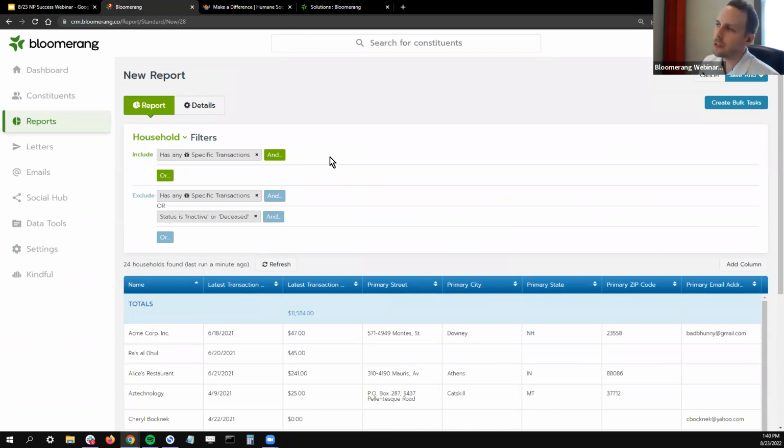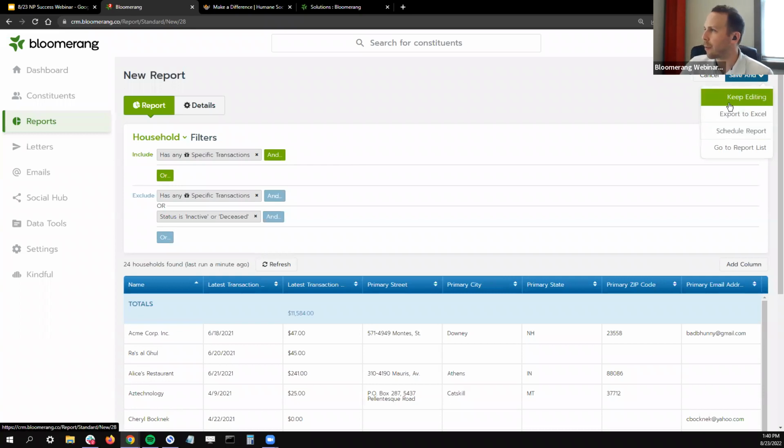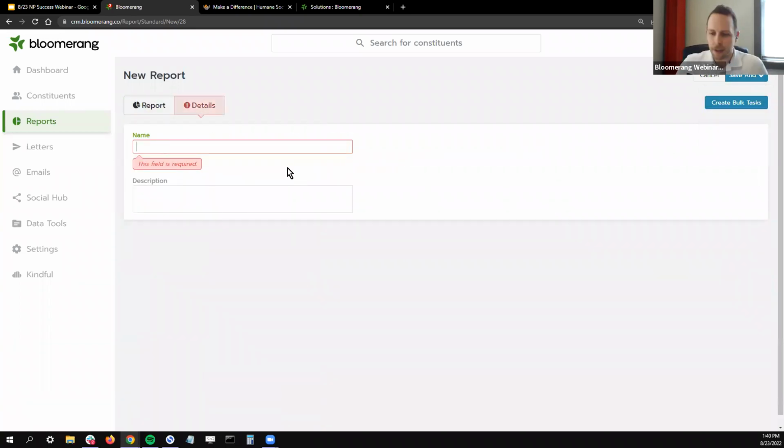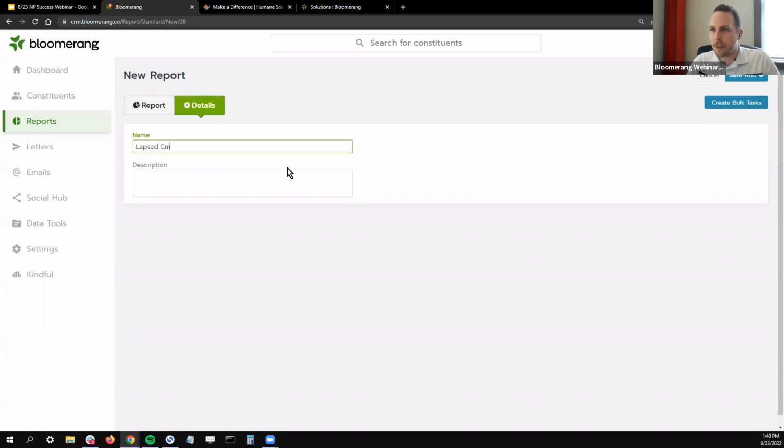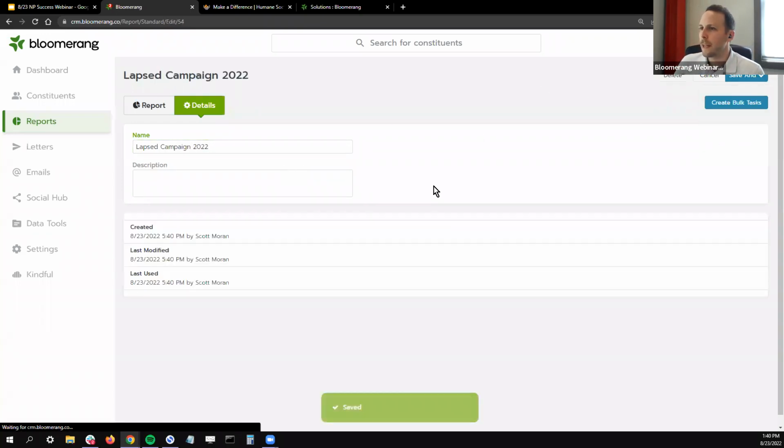And let's say I want to send a segmented email to this list of households. So I want to do a lapsed campaign, let's say. I could simply save this as a report. So I could do save and keep editing. I'm going to call this lapsed campaign 2022. And now let's say we want to send an email to them.